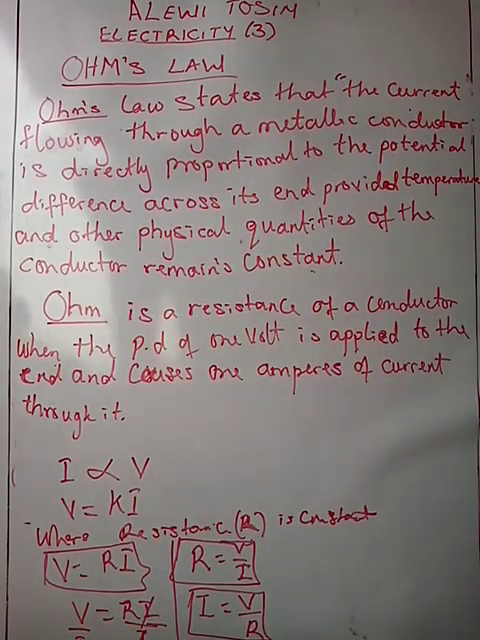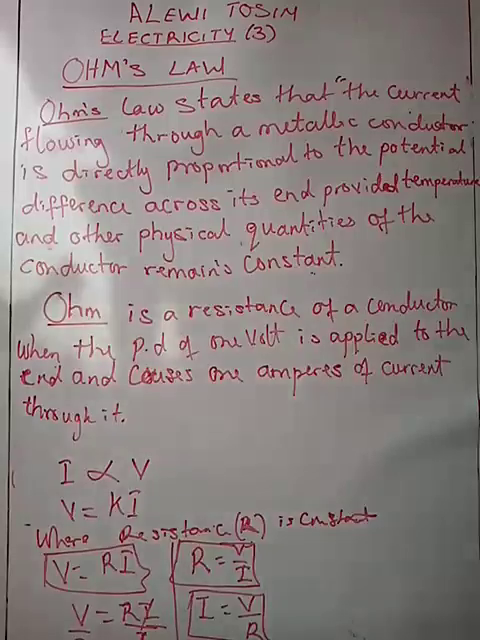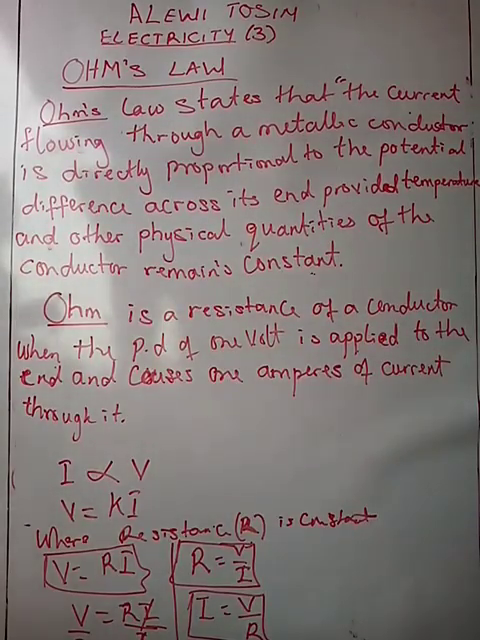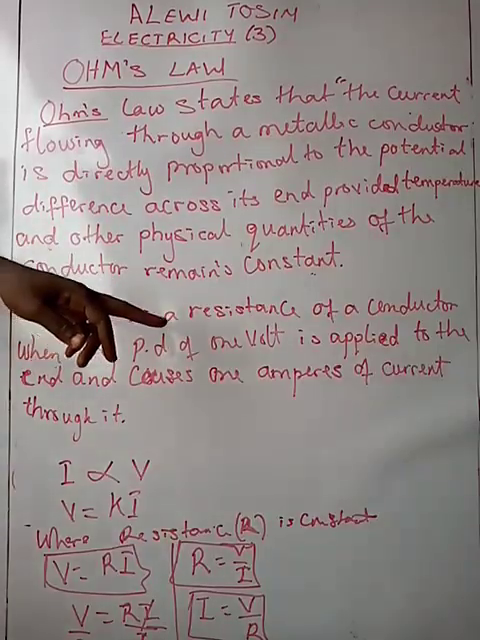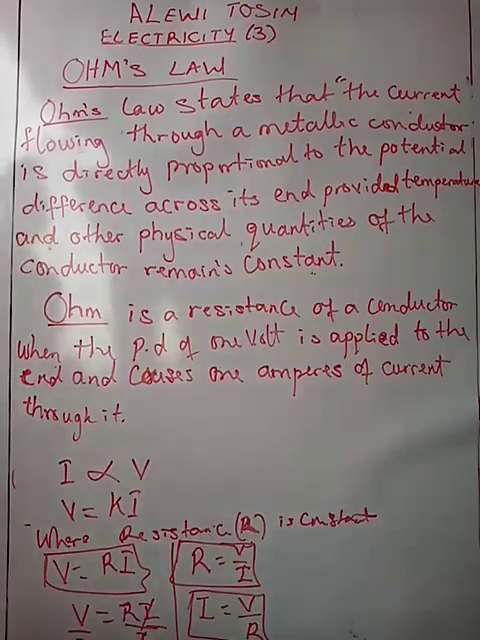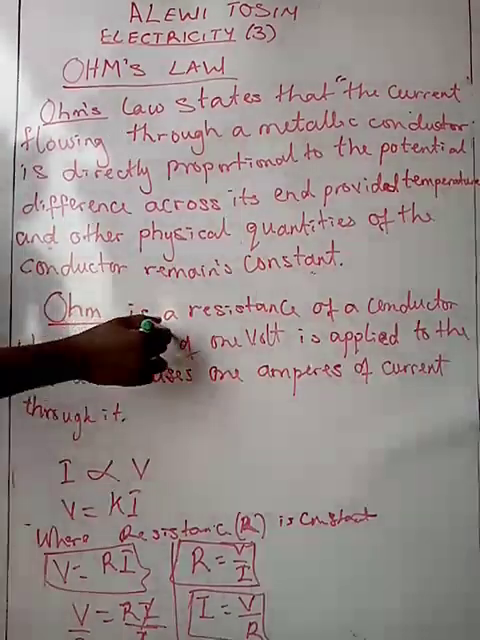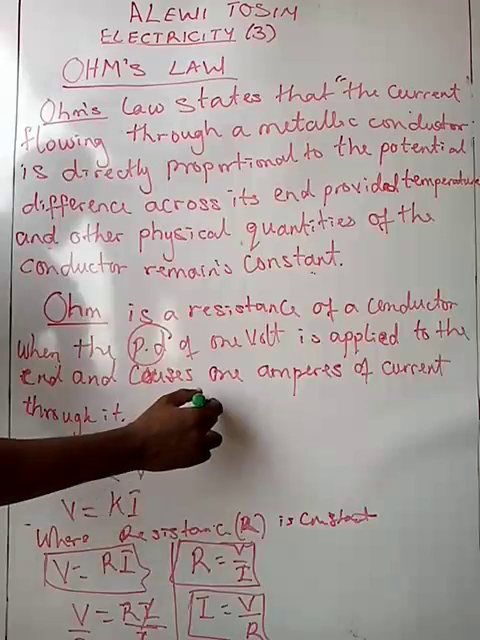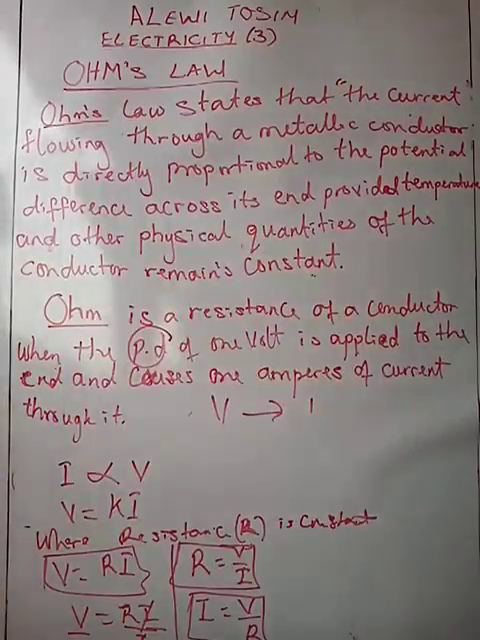Now, what is Ohm itself? Stating Ohm's law is different from defining Ohm. Ohm is the unit for measuring resistance of a conductor. It is the resistance of a conductor when a potential difference of 1 volt is applied and it causes 1 ampere of current to flow through it. So that is that for Ohm's law.